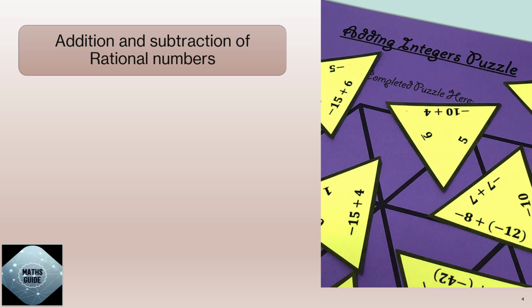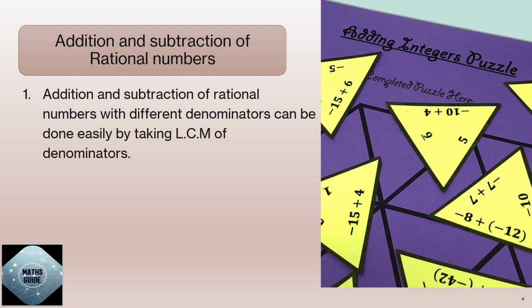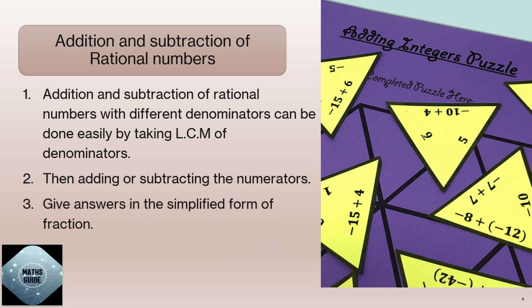So first recall the rules of addition and subtraction of rational numbers as you have already studied in your previous classes. Addition and subtraction of rational numbers with different denominators can be done easily by taking the LCM of the denominators. After taking the LCM of the denominators, we will add or subtract the numerators as the denominators will be the same. Then we will give our answer in the lowest term or in the simplified form.